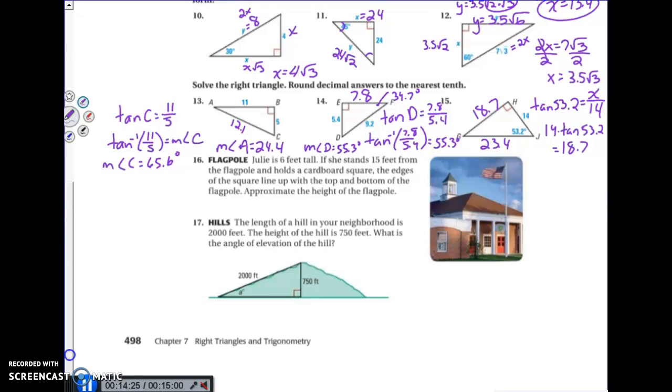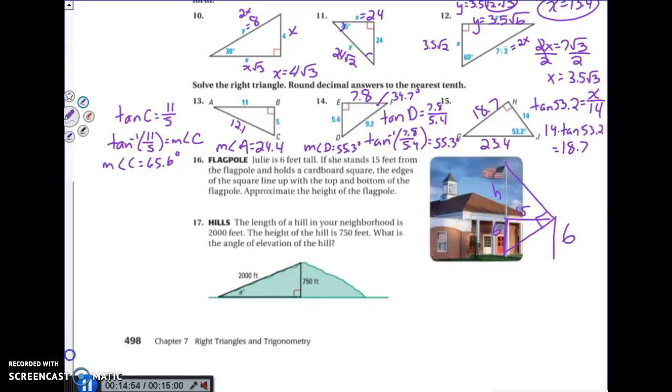Number 16 is not a trigonometry question. Number 16 is similar right triangles. So this is the one where we did this, and she's got that cardboard square, so we know it's a right angle. And she's 6 feet tall, so that means this is 6. And she's 15 feet away, and you're looking for the total height. So you can set up a proportion where 15 is the geometric mean, and don't forget when you find h, then you add it back to 6.